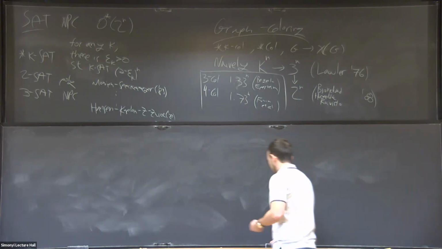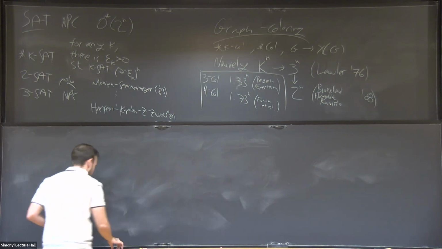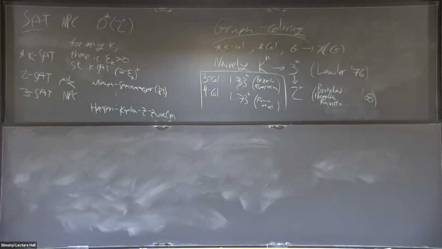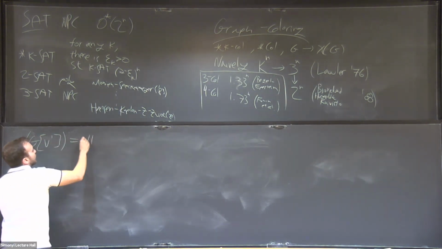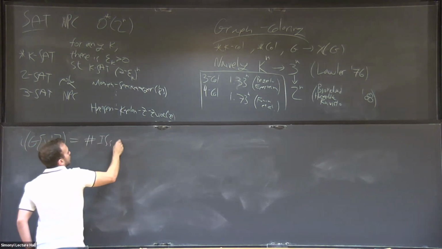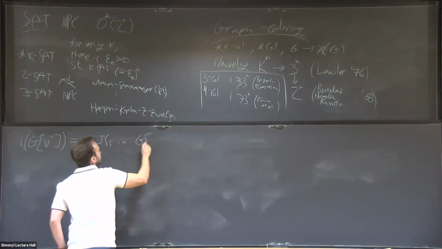Okay, so this is basically the only tool we need in order to show this 2 to the n algorithm that is very simple. It uses a clever trick, but the algorithm itself is very simple. So this is what they do. They are basically saying the following thing. Let's define by I of some induced subgraph the number of independent sets in this induced subgraph.